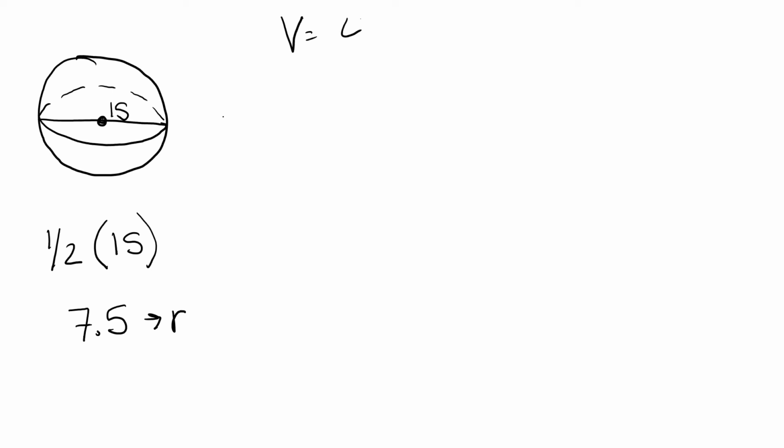For our last problem, we have a sphere, and our sphere has a diameter of 15. Now our first step is to take half of the diameter because we only want the radius. And so half of 15 is 7.5. We're going to use our formula, which is 4 pi r to the third power divided by 3.